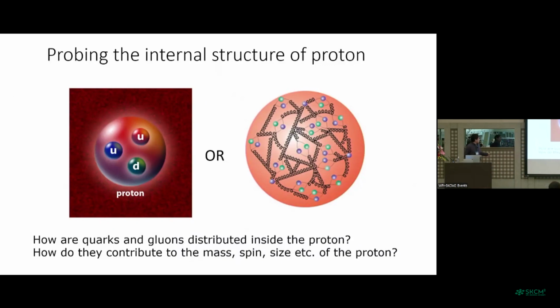So then people ask, how are the quarks and gluons distributed inside a proton? What is the momentum distribution of these quarks, and what is the position coordinate distribution of these quarks and gluons, and how do they contribute to the mass and the spin and size of the proton? These are the very interesting questions that we want to pursue.